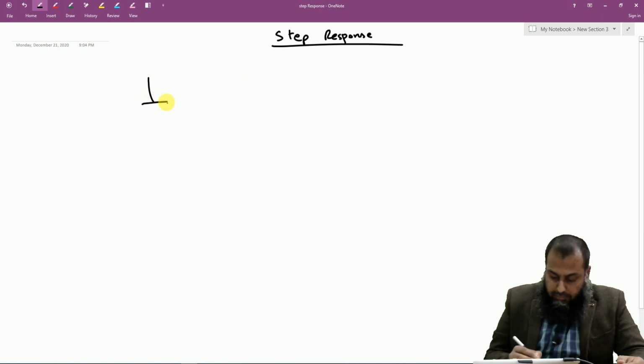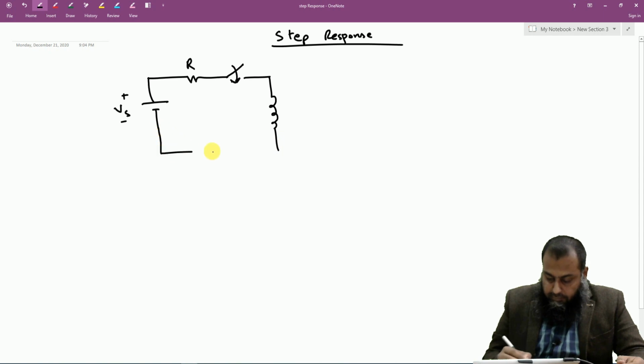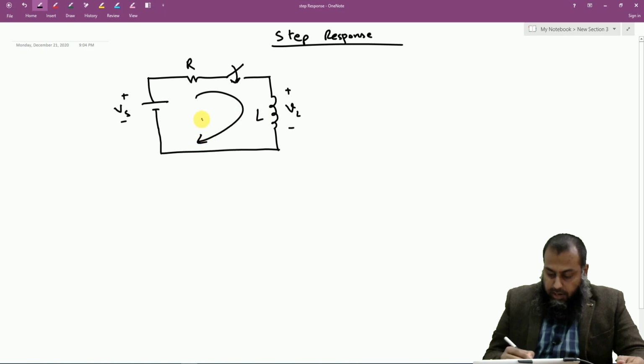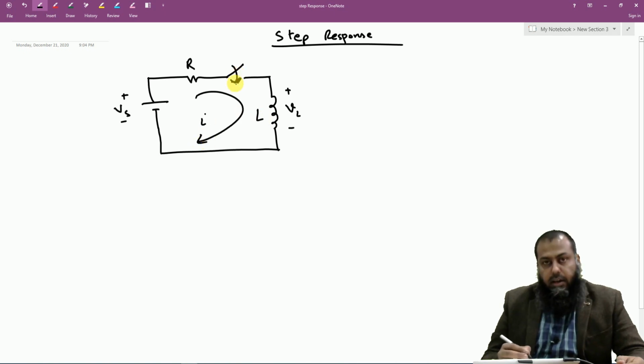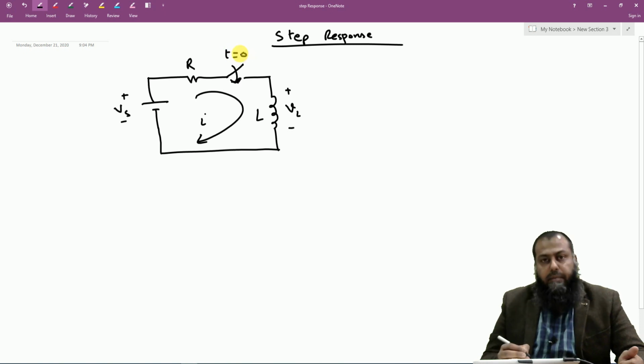Suppose that we have this voltage source available here. This is Vs, and we have a resistance R. We have a switch which will be closed at time t equal to 0, and then we have an inductance here. This inductance shall have some voltage in this particular direction, and there will be some current i that will flow right after we turn on the switch at time t equal to 0.